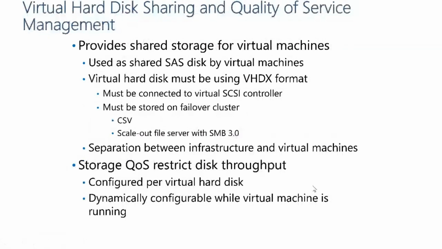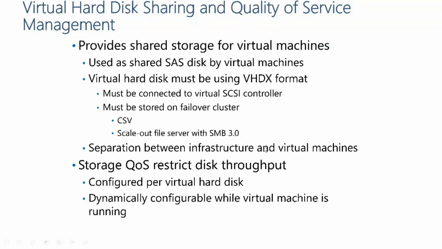What about hard disk sharing and quality of service? So this provides shared storage for virtual machines. So we can use a shared SAS disk by virtual machines. That's many virtual machines connecting to the same SAS disk. The hard disk must be using VHDX format. It must be connected to a virtual SCSI controller, and it must be stored on a CSV or cluster shared volume, and it must be using a scale-out file server using SMB3. So these are some requirements.